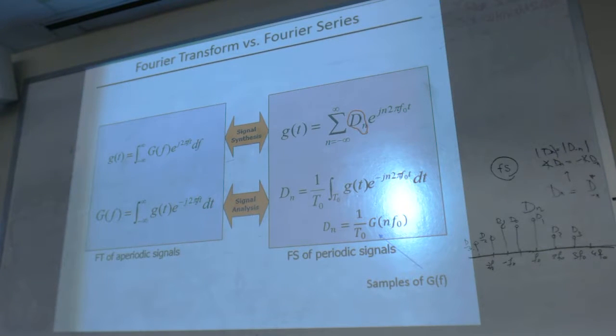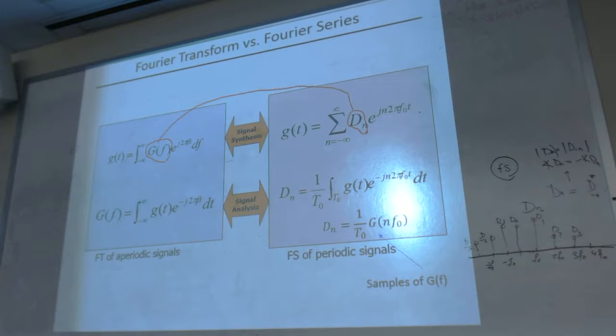Dn, Fourier series coefficient, Fourier transform. They are like equal. Now look at here. E to the power of j 2 pi ft. So basically you have all the frequencies. Versus here you have e to the power of j 2 pi nf naught. So basically all the multiples of f naught. Here you have all the f's.